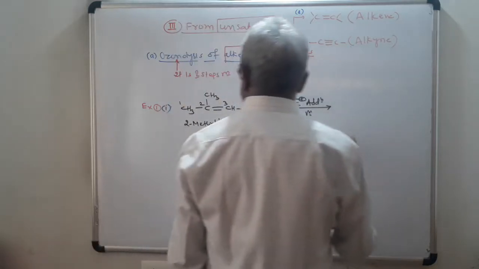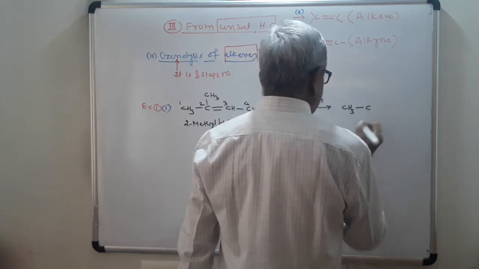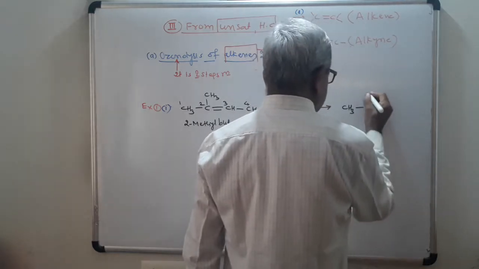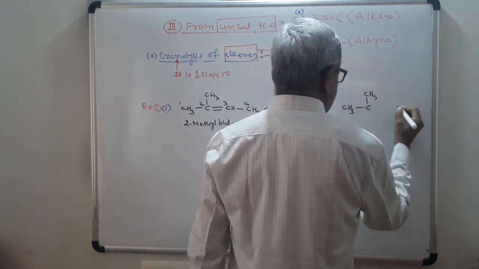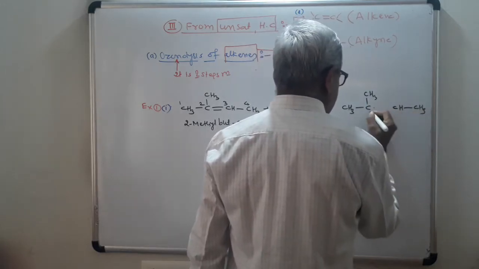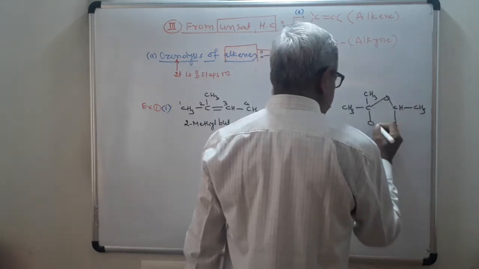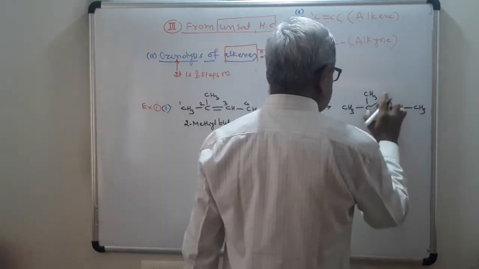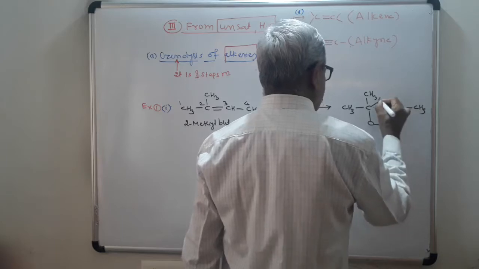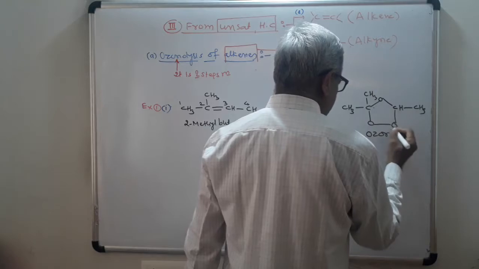So you will get the structure CH3, then CH3, oxygen. A 5-member ring will be formed there, and this structure is known as ozonide. This is known as ozonide.